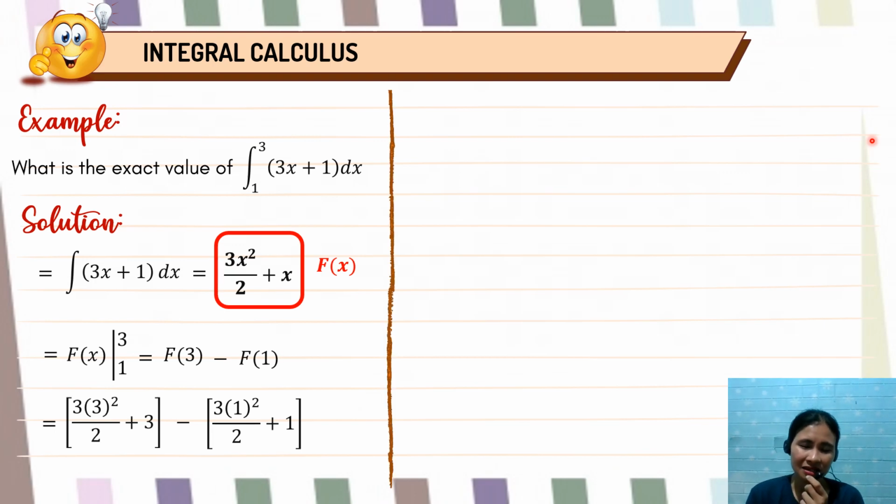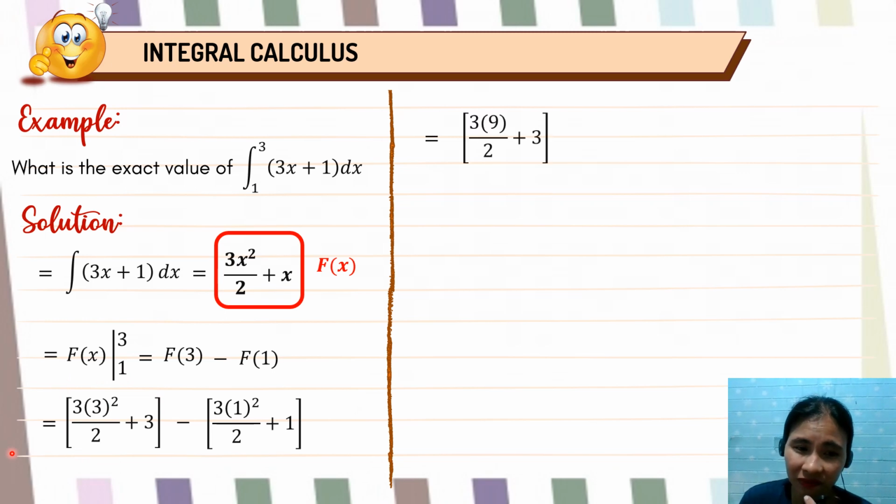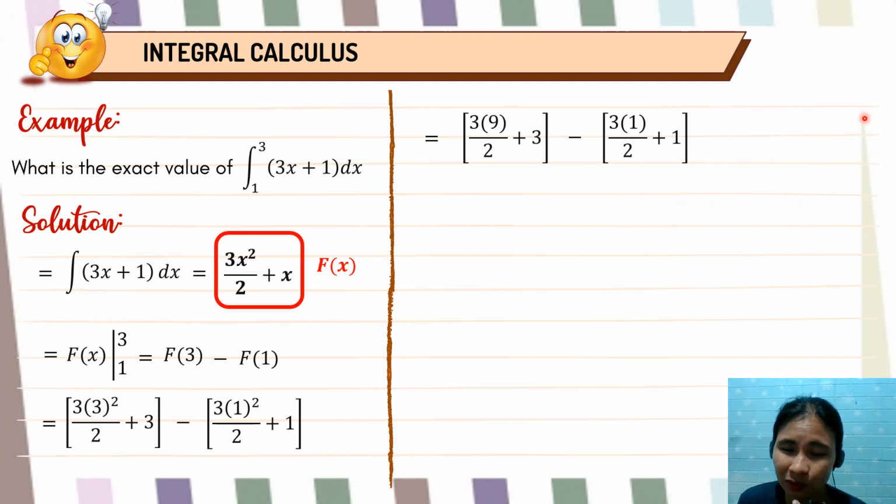Next is simplifying or performing the operations. 3 squared is equal to 9, which is why this expression now becomes 3 times 9 over 2 plus 3. So we evaluate this one. Then 1 squared is 1, so that is 3 times 1 over 2 plus 1. Then multiply the values in the numerator.